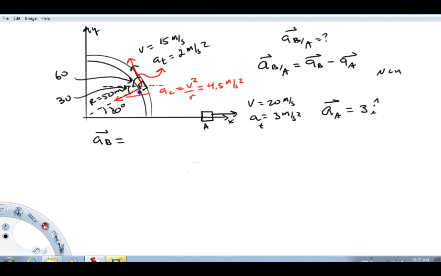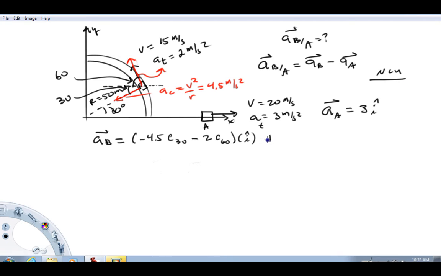This guy's x component is 4.5 cosine 30, and it's left. This guy's x component is 2 cosine 60, again left. So the x component of the acceleration vector for B, let's see, is going to be minus 4.5 cosine 30 minus 2 cosine 60 i. And again, I'm going to point here, note consistent units. I'm going to leave them off just to shorten my writing up.